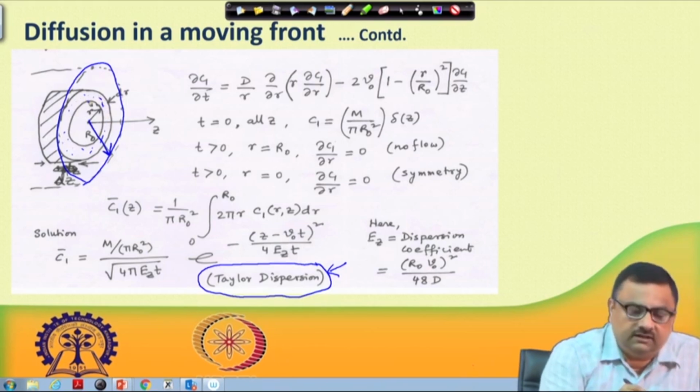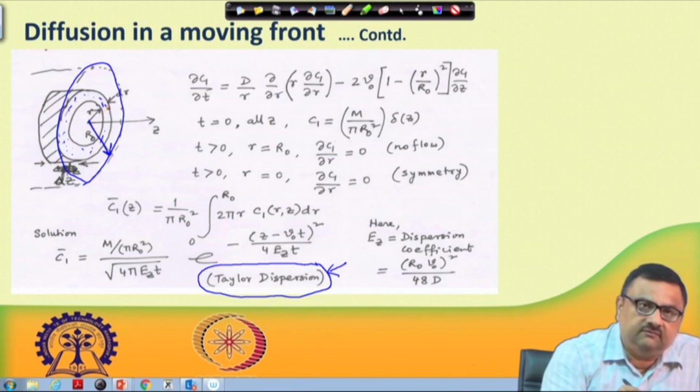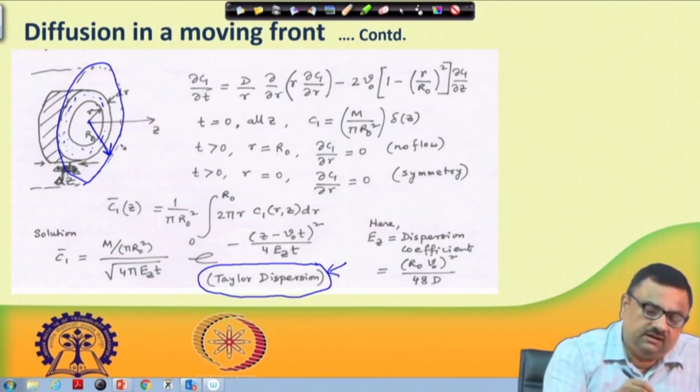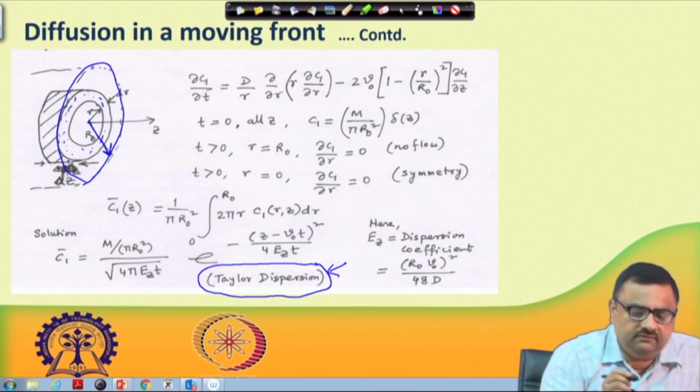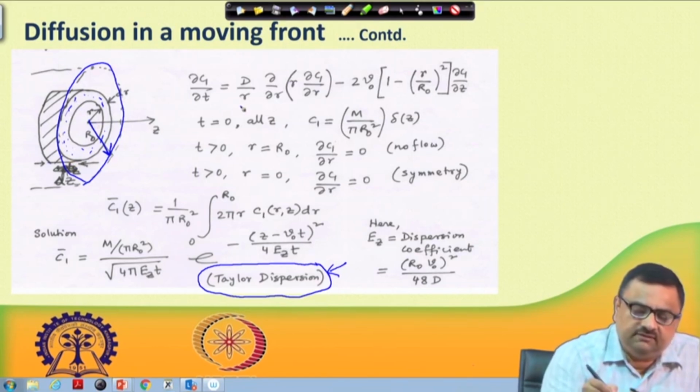This annular area we are talking about is between an inner radius r and an outer radius r plus dr. This width is dr, and z is the direction in which the flow is taking place. Let us say this annular, washer shaped area we have taken has a thickness of dz.